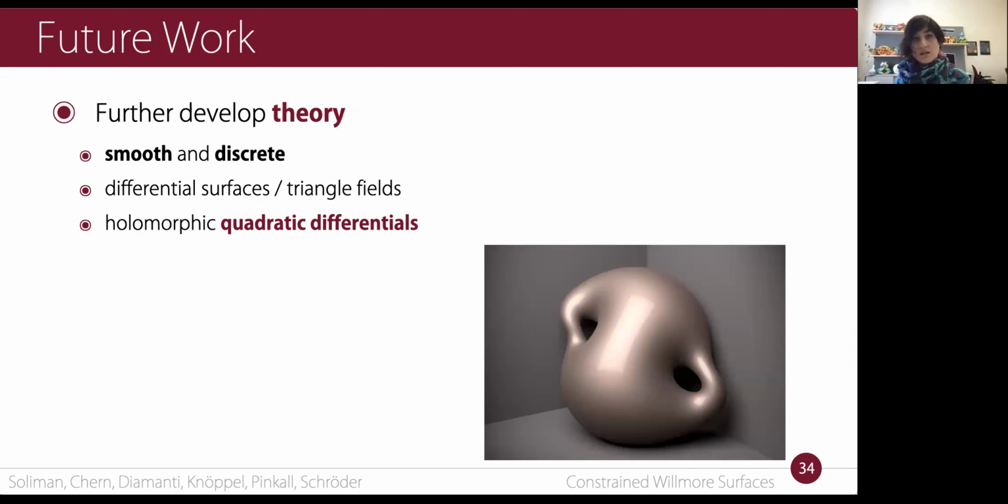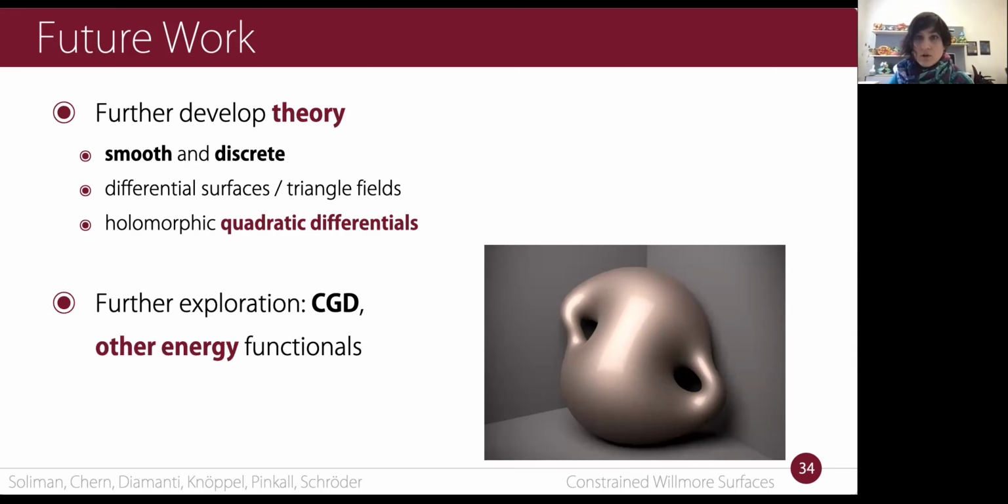Another thing that is very interesting for us is to investigate connections between the discrete theory that we developed in this work and what we know from the smooth case. For example, the Lagrange multipliers, these Q values that we ended up having in this problem, turn out to be exactly the DDG, the discrete differential geometry counterparts of the so-called holomorphic quadratic differentials, which are the Lagrange multipliers that appear in conformally constrained variational problems in the smooth case. So that's an interesting connection there, which we would like to study a bit more.